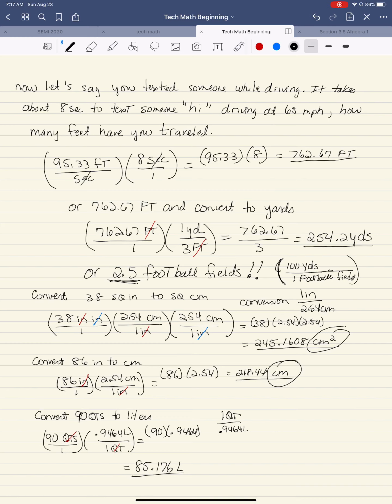If I convert 90 quarts to liters, the conversion is 1 quart is 0.9464 liters. So 90 quarts over 1 times 0.9464 liters over 1 quart. Notice the quarts cancel, quarts divided by quarts. So the problem is 90 times 0.9464, or 85.176 liters.